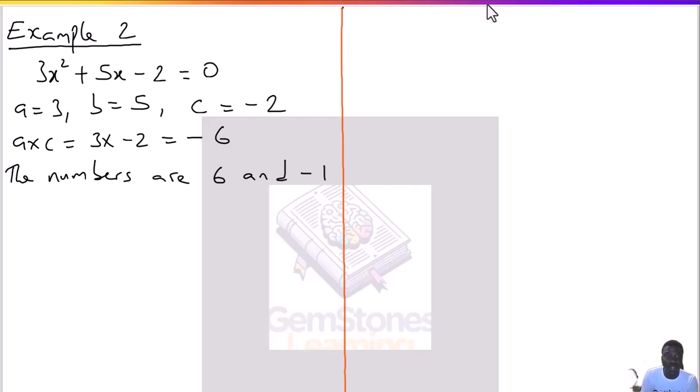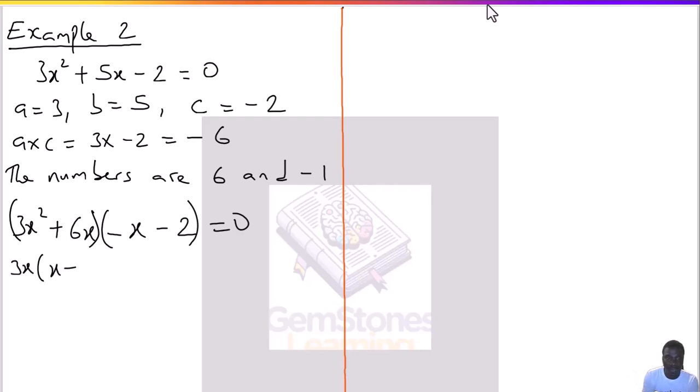Use it to replace your b. That will be 3x squared plus 6x minus, remember we don't write 1, so we just write minus x. Minus 2 is equal to 0. Pick them in twos, as you can see. Then factorize each bracket. So I have 3x into bracket x plus 2. What is common here? I can say 1 is common. Plus 1 is equals to minus x minus 2, because no other thing is common.